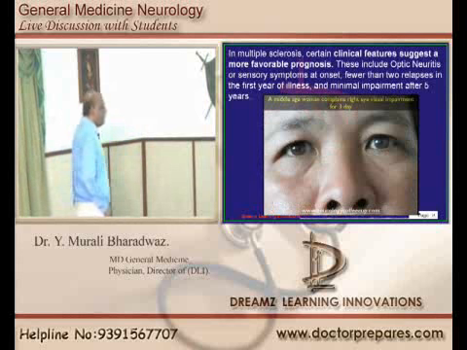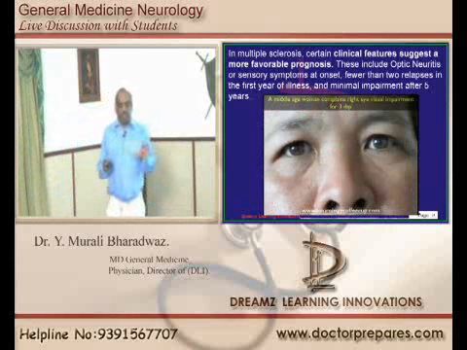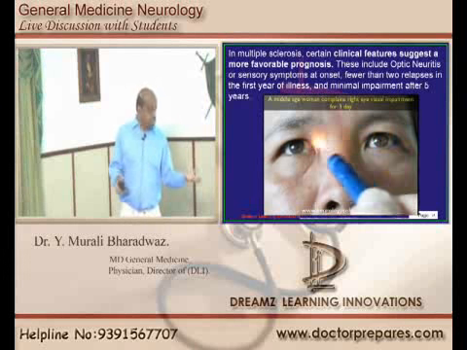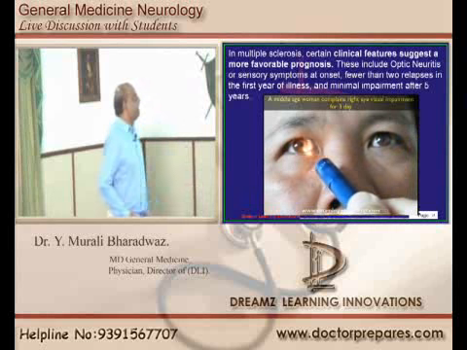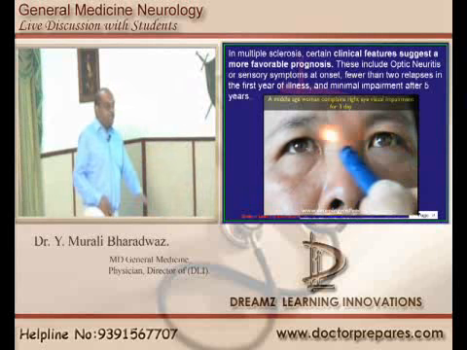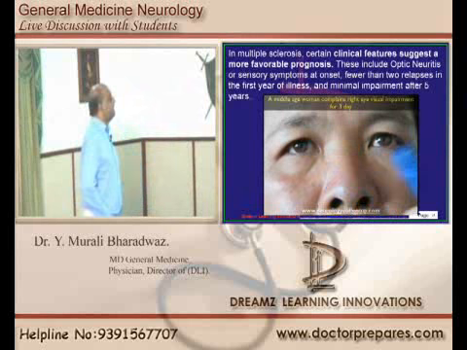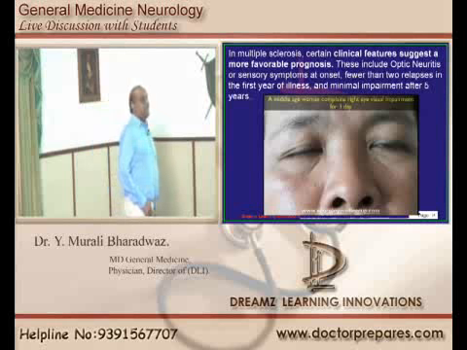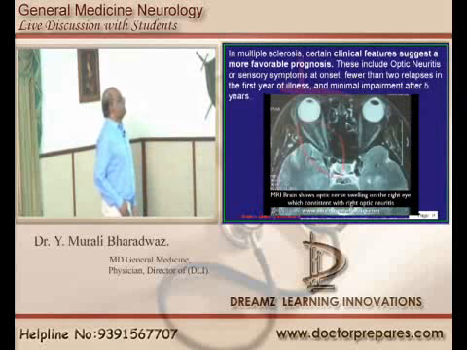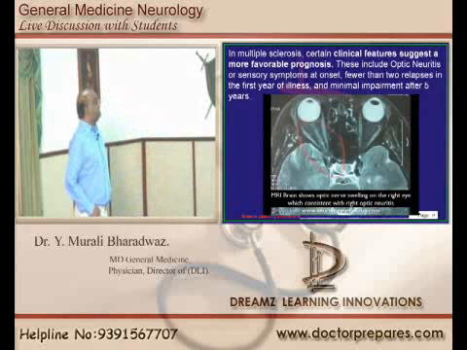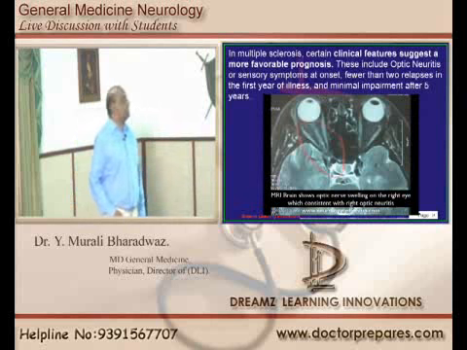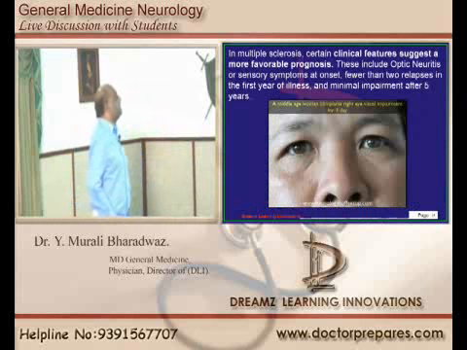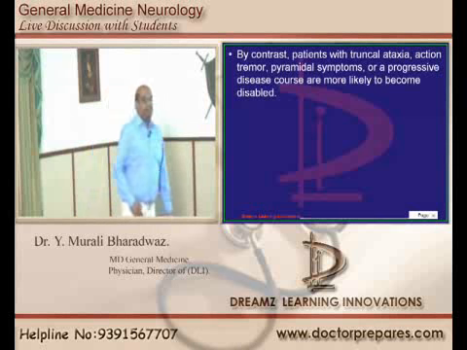So optic neuritis, if it is the presenting feature of multiple sclerosis, is it good or bad? It is good. It carries a favorable prognosis. If there are paresthesias like sensory symptoms at onset, it is a good prognostic feature. And if there are fewer than 2 relapses in the first year of illness with minimal impairment after 5 years, then you call it a good prognosis kind of multiple sclerosis, is what needs to be remembered.